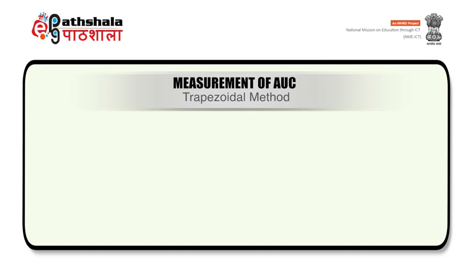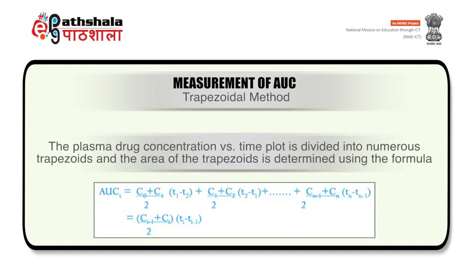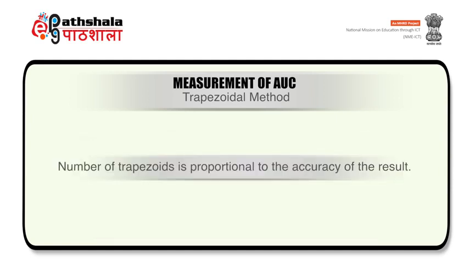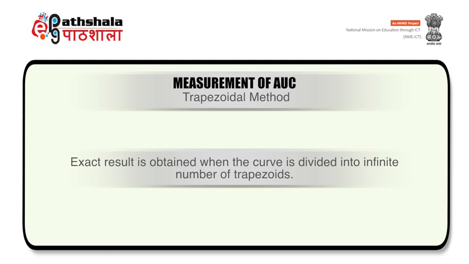The second method is the trapezoidal method. This method is most widely used for the estimation of AUC. In this method, the plasma drug concentration versus time plot is divided into numerous trapezoids and the area of the trapezoid is determined using the below mentioned equation, and the sum of the area of all the trapezoids gives the area under the curve. Number of trapezoids is proportional to the accuracy of the result. This means the more the number of trapezoids, the more the accuracy. Exact result is obtained when the curve is divided into infinite number of trapezoids.